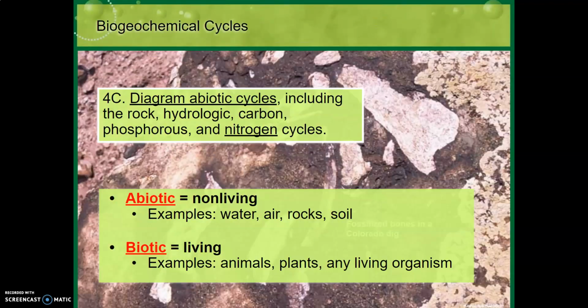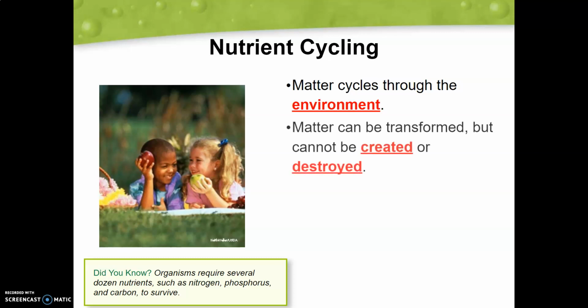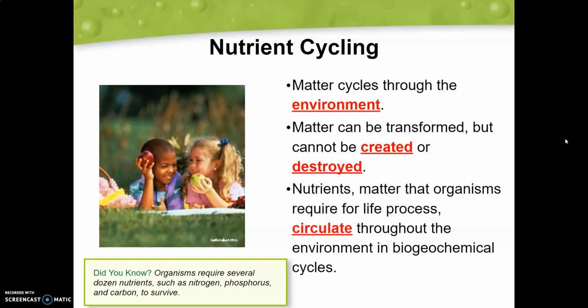Okay. Remember, red, bold, underline is what you fill in for your notes that you should have. This is also a refresher. Nutrient cycling. Matter cycles through the environment. It cannot be created or destroyed, just transformed. And then these nutrients, what we need for life processes, circulate through the environment in these cycles.